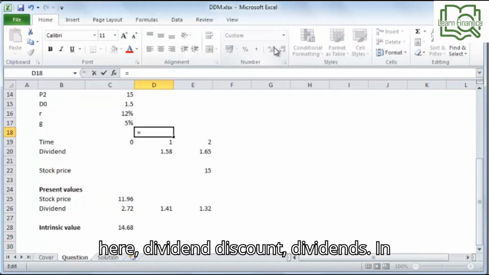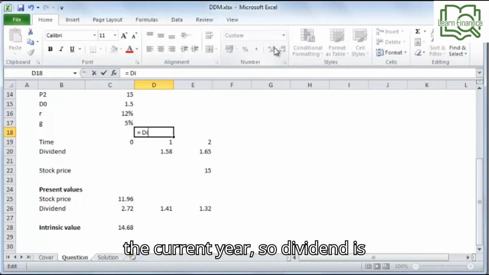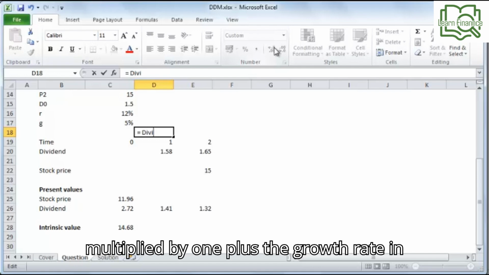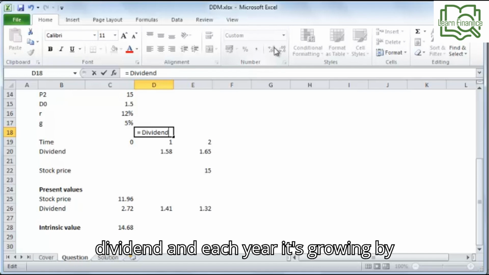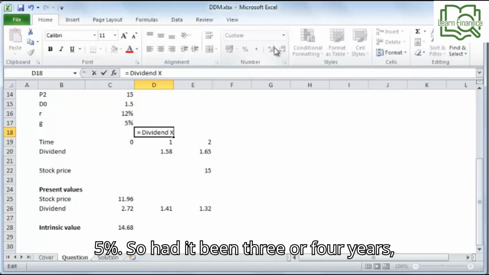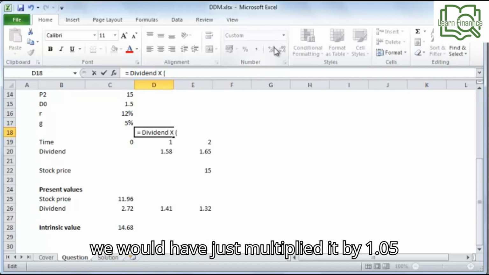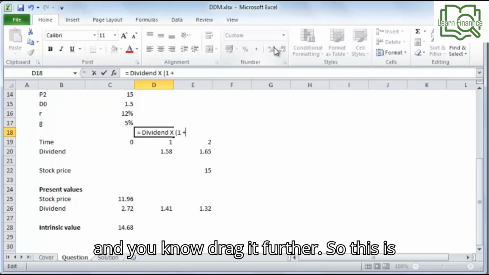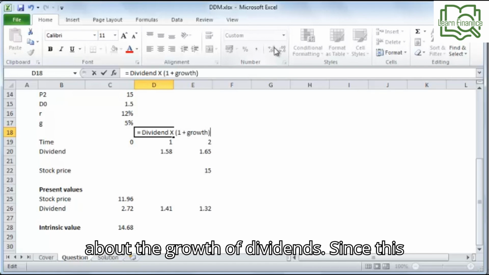So let me just write down a few formulas we used here. Dividend in the current year is multiplied by 1 plus the growth rate in dividend, and each year it's growing by 5%. So had it been 3 or 4 years, we would have just multiplied it by 1.05 and dragged it further. So this is about the growth of dividends.